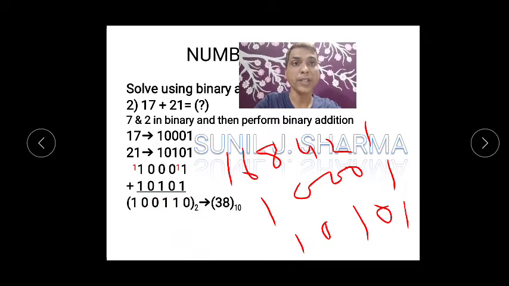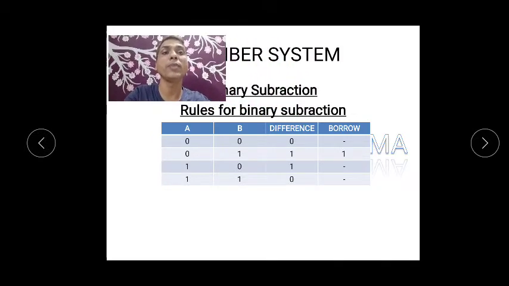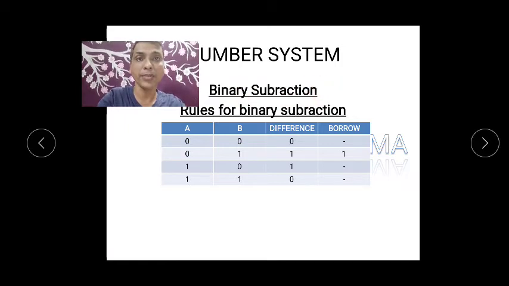Now let's see one more example. We have seen only 2 examples for binary addition. Now we will be going with binary subtraction. In binary subtraction also, there is only one change. Rules for binary subtraction.